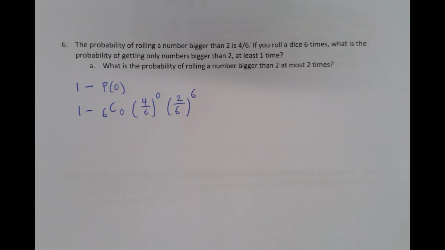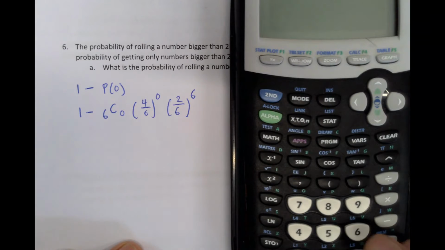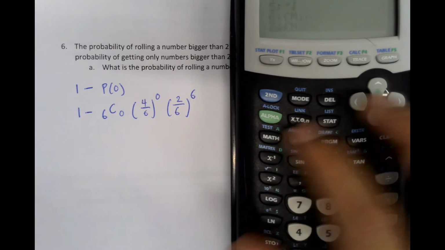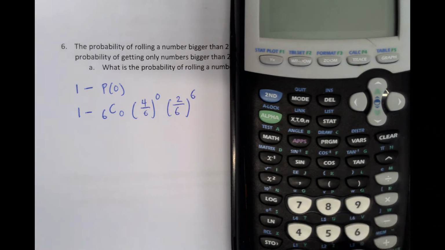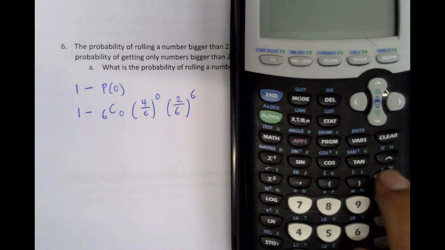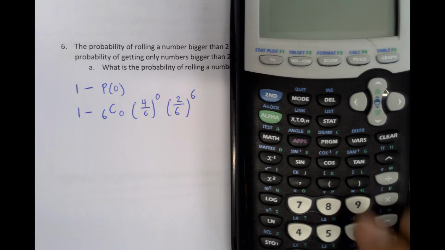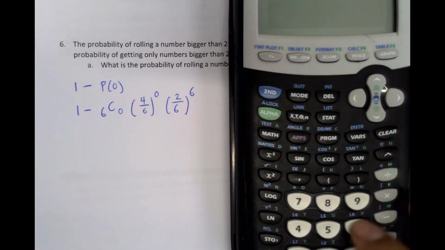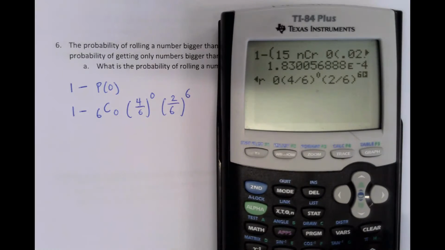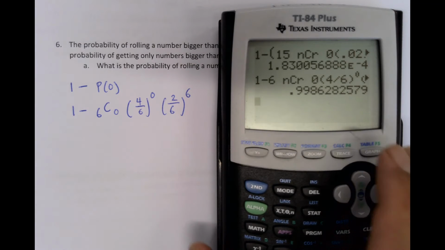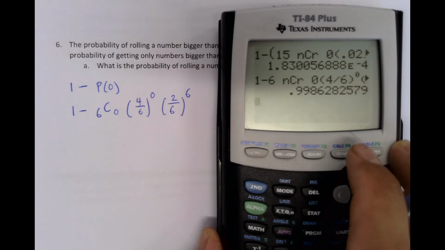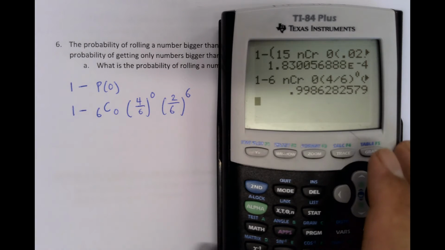Okay. So for this one, it's pretty straightforward. You just put it in your calculator. You do 1 minus 6C0, which should be 1, and then times 4 divided by 6 to the 0 power times 2 divided by 6 to the 6 power. So in your calculator, it's going to look something like this. You're going to press enter, and you're going to get a pretty high probability, which makes sense too. It's a really high probability to get at least one.